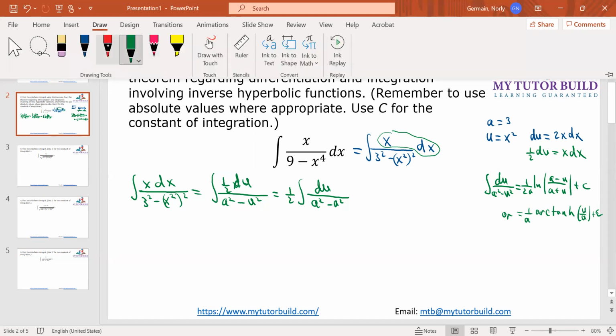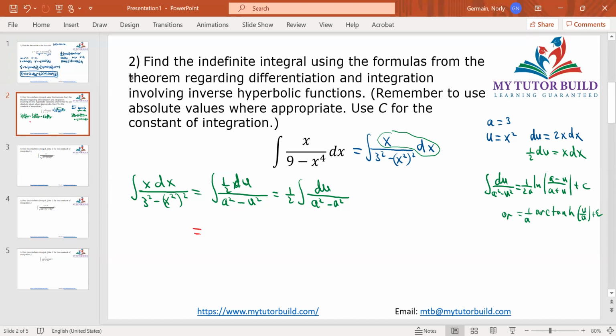Let me change the color so we can see it. Now, remember, we know what a is, so I'm going to keep the 1/2 out. And then we would have 1 over 2a ln of a plus u over a minus u, so we're going to have a plus u plus c. Now, because we know what a is, we can replace it: 1 over 2 times 3, okay?